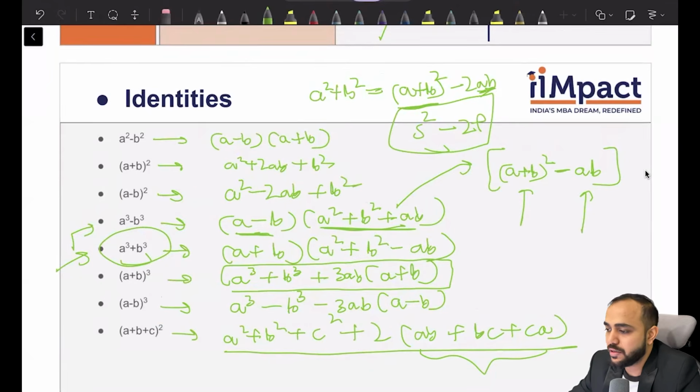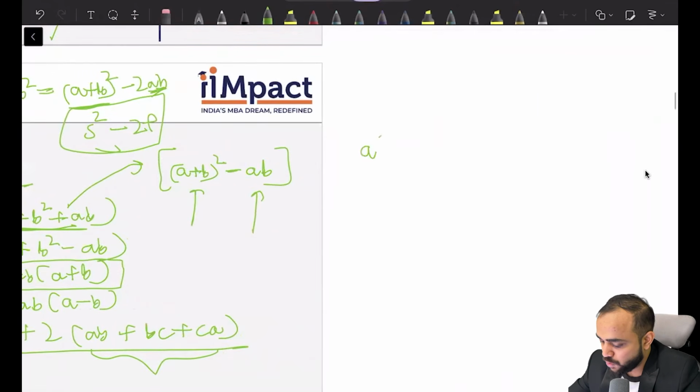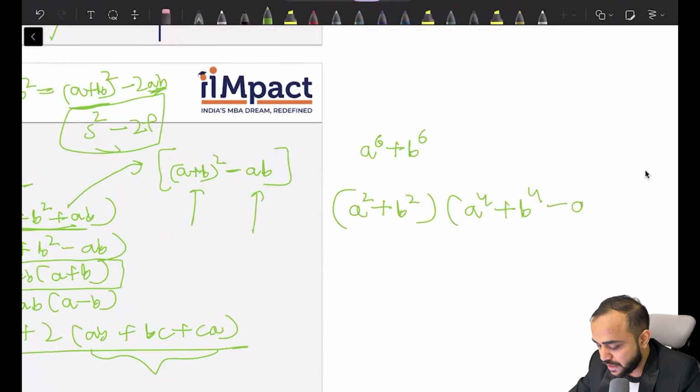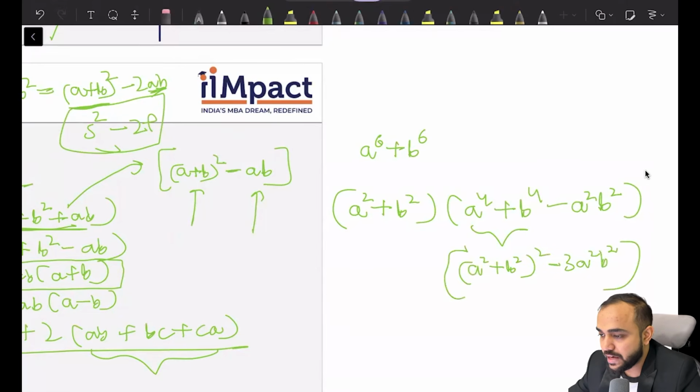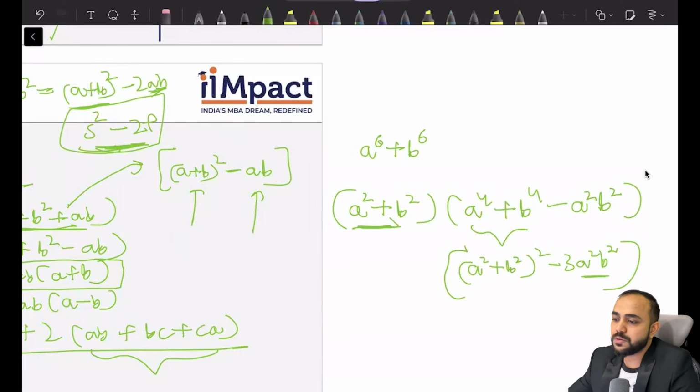All right, so these identities would be used heavily in certain situations where you will have to reduce the power. For example, if a to the power 6 plus b to the power 6 is given, I can write this as what? (a square plus b square) into (a to the power 4 plus b to the power 4 minus a square b square). Can I write it like this? Yes. Now this you can write as (a square plus b square) whole square minus 3a square b square, this entire thing. And now a square plus b square is s square minus 2p, and a square b square is p square. So you can find this expression.